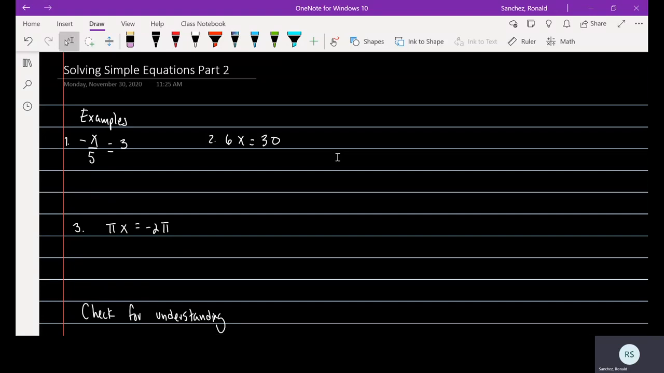In this particular video, we're going to learn how to solve simple equations using inverse operations. If you have not watched one of these videos, make sure you go ahead and watch that, and then come back to this video and watch how we solve simple equations, the inverse operations of multiplication and division.